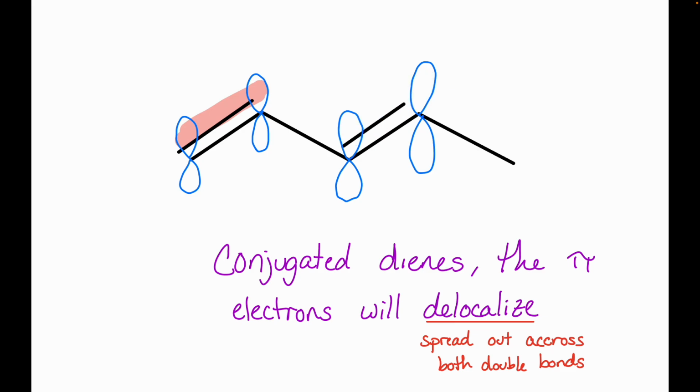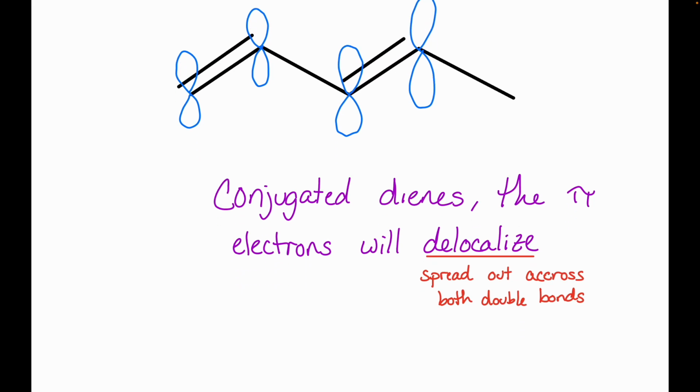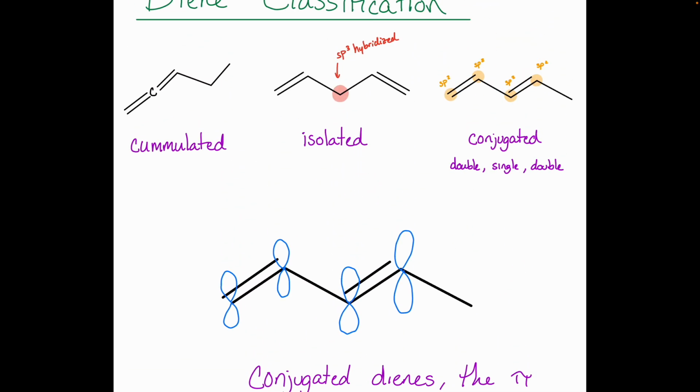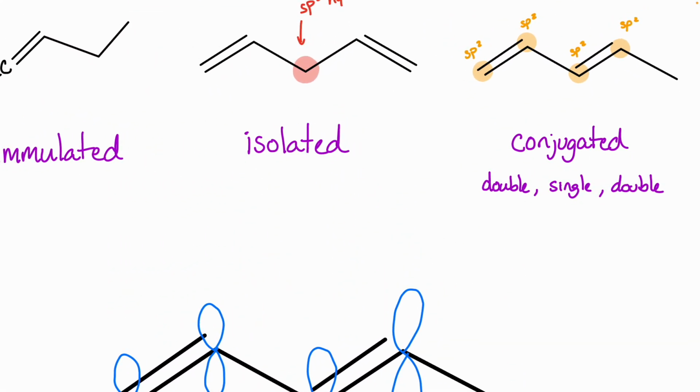Okay, we're going to see this phenomenon a lot, and the whole reason why it's such a big deal is that when electrons can spread out between multiple positions, you would have talked about this when you were discussing resonance as well, you have that much more stability to your molecule. So conjugated dienes are unusually stable compared to our other types of dienes. All right, in fact, if we're going to rate them here, conjugated are very stable.